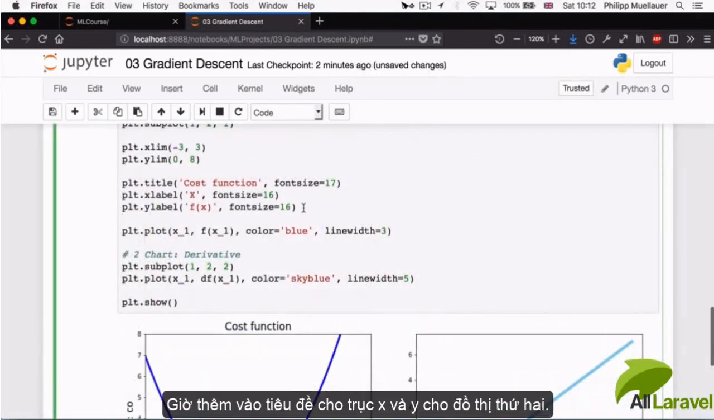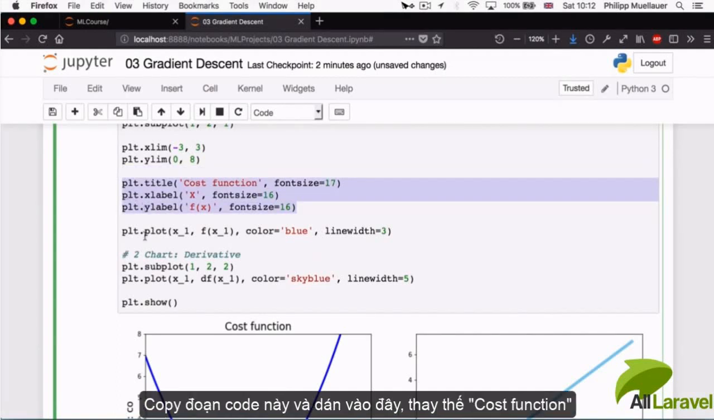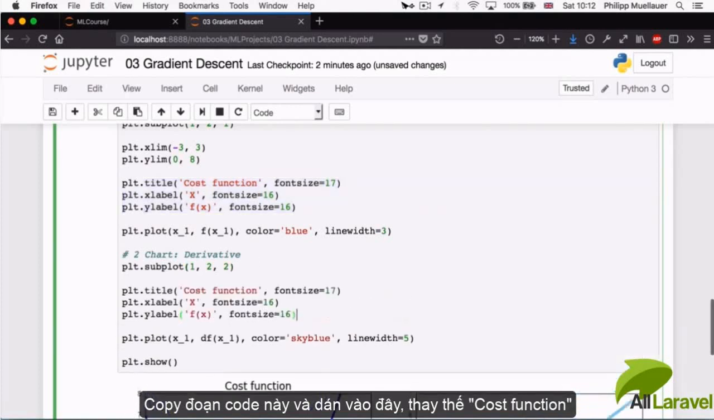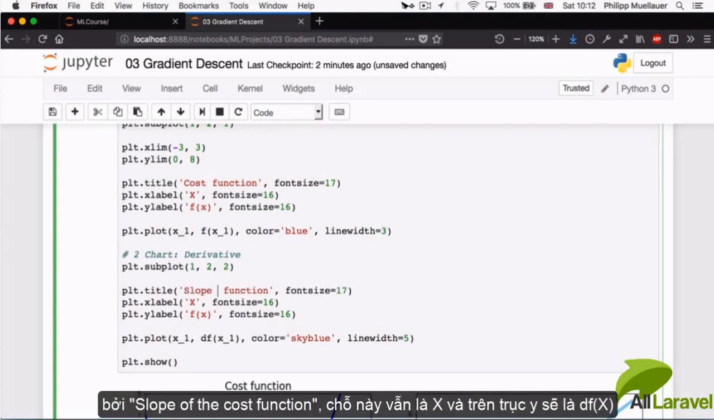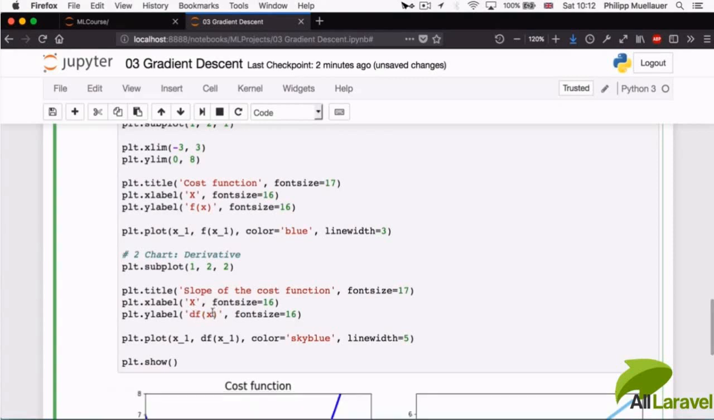Very good. Now let's add some title and X labels and Y labels to that second chart as well. So I'm just going to copy this code here and add it here, but instead of having it say cost function, I'm going to say slope of the cost function, and on the X it's still X, but on the Y it's going to be df of X.